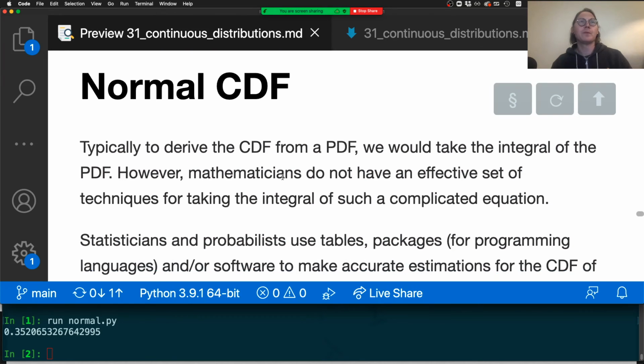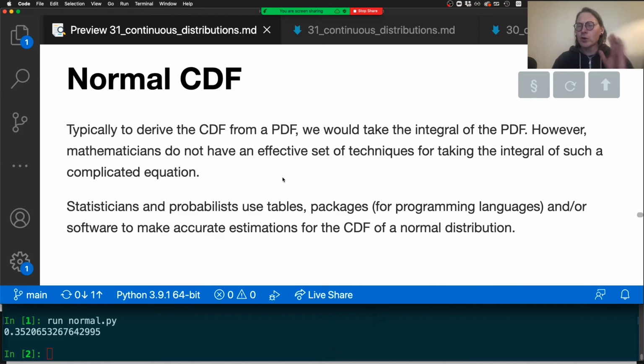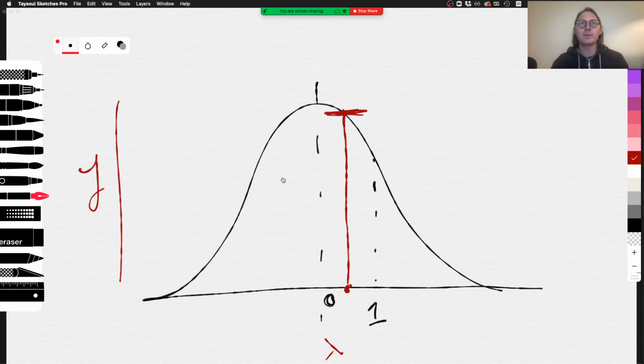All right, so when we're looking at the normal distribution, usually what we're trying to get out of it is, do we care what this height is? Let me answer this question.